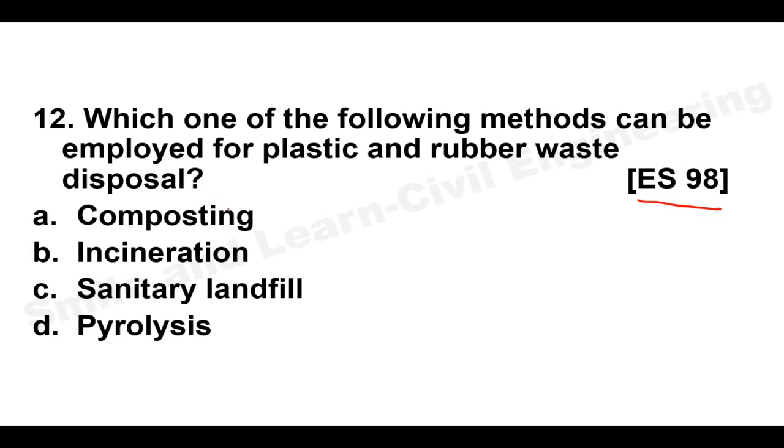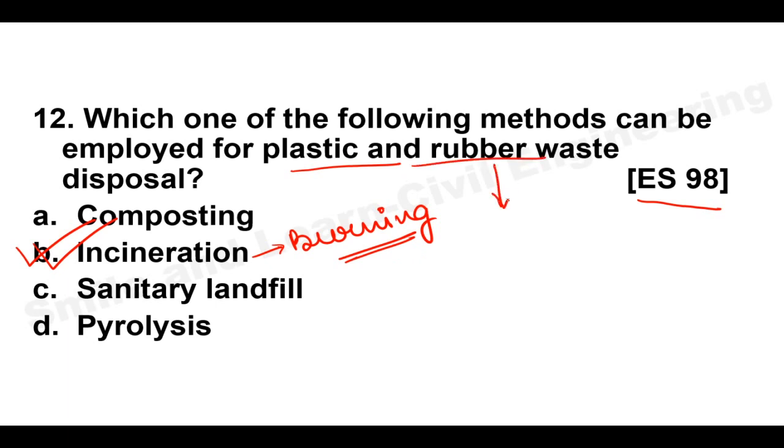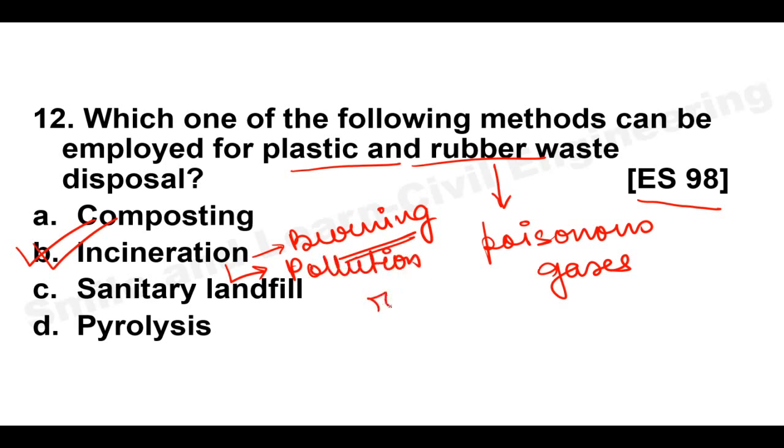So which of the following methods can be employed for plastic and rubber waste disposal? This is another important question. So the correct answer is option B, incineration, right? In incineration, we are burning it. If we normally place it in a sanitary landfill or if we compost it, it actually emits some poisonous gases. But if we use the incineration method, then pollution is reduced to a much larger extent. That's why we adopt incineration.